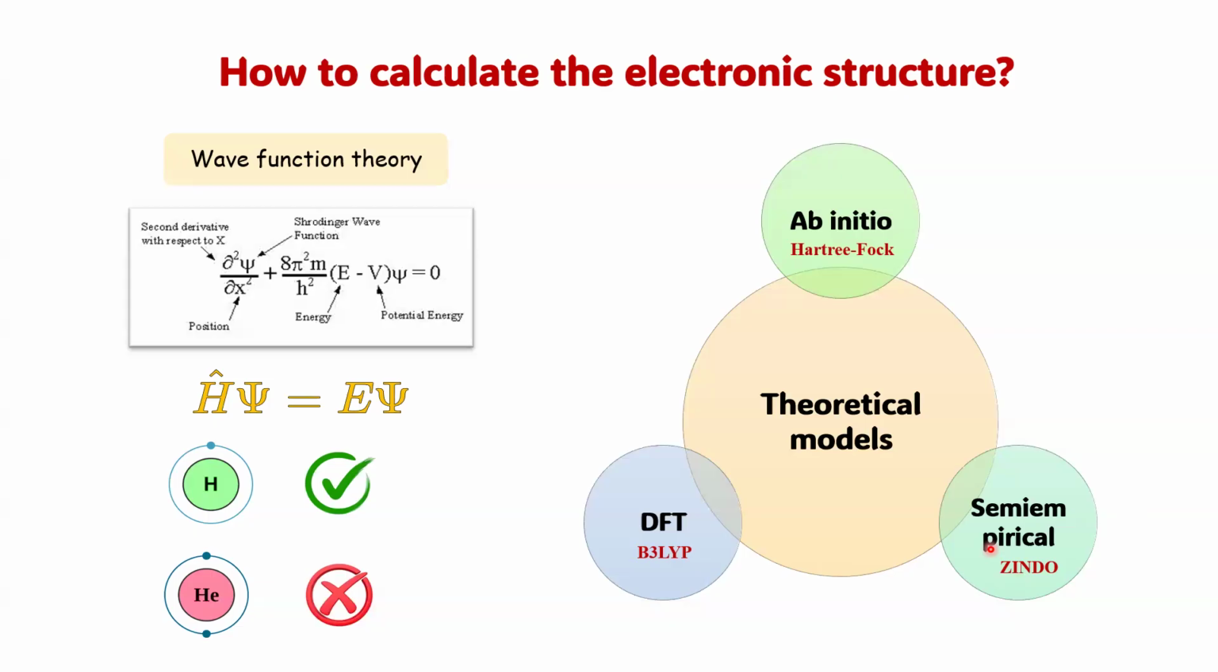The next one is the DFT method. DFT is nothing but density functional theory. Nowadays, DFT is becoming very popular, because the results you get from DFT calculations are comparable to the results from the ab initio or semi-empirical methods. If you perform the calculation using the ab initio method, it will take a lot of time, but with DFT you can save that time. And if you compare the accuracy, there is not much difference. The results from DFT are comparable to the ab initio method.